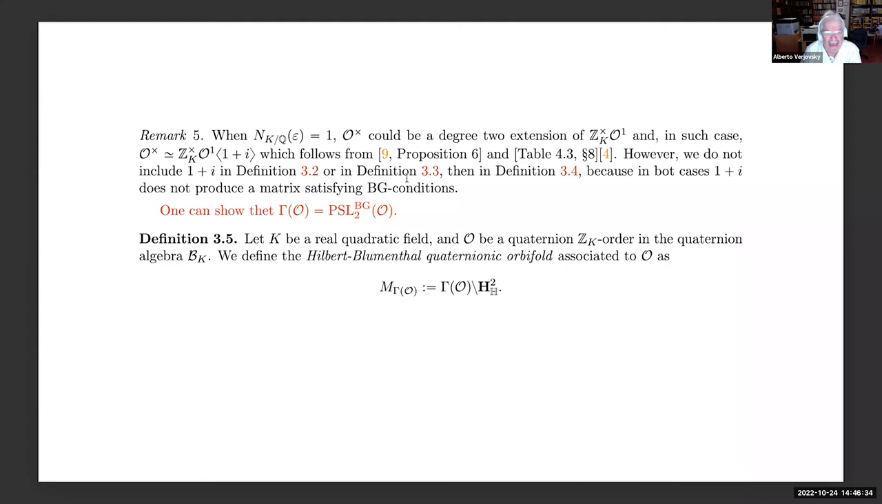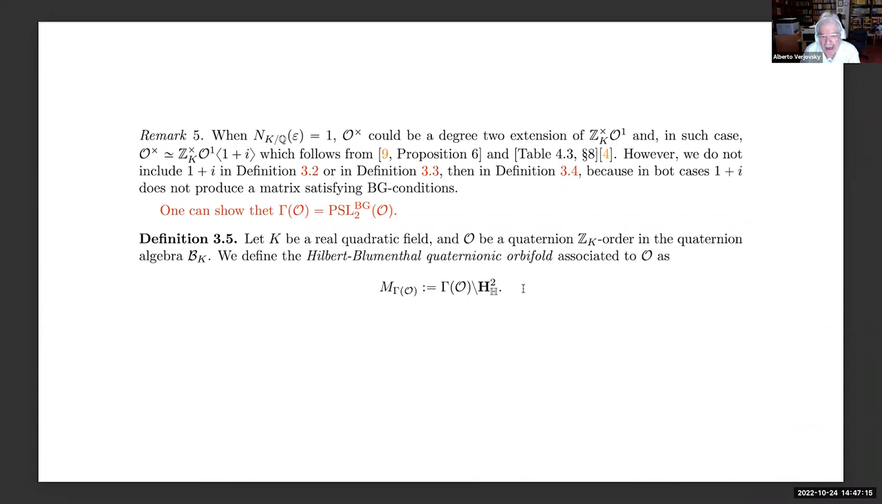I put too many pages in my talk. So let's repeat. You take K, a real quadratic field, O, a quaternion order in the quaternion algebra BK. And so the Hilbert-Blumenthal quaternion orbifold is that you take two copies of the upper half space of dimension four, the product of the upper half space of dimension four times the upper half space of dimension four, and divide by the action of these matrices with entries in the quaternion algebra. Remember that the first factor acts as A, B, C, D, and on the second factor, you twist by the Galois action.